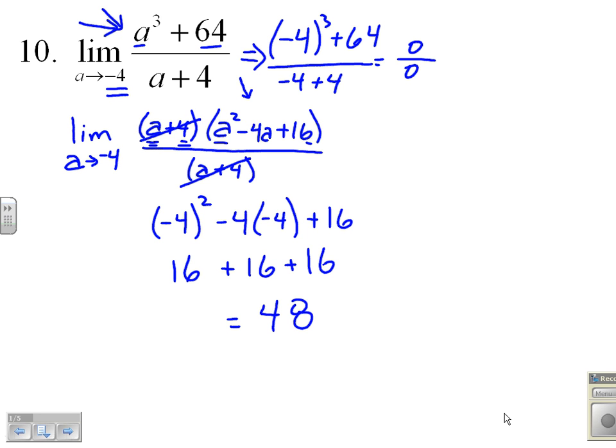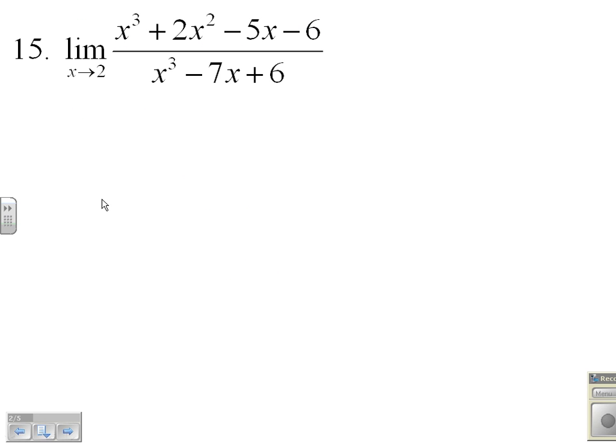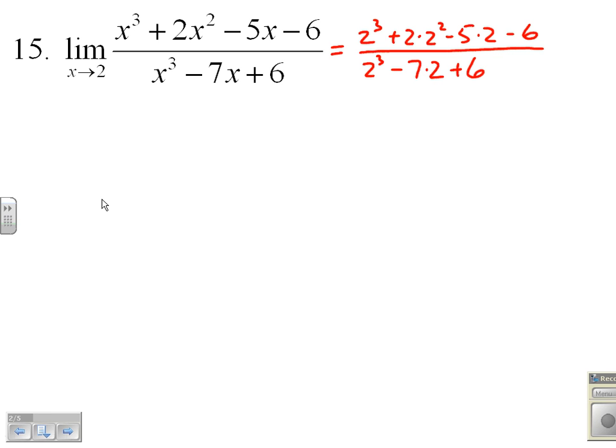Let's take a look at another problem similar to that, and I'll actually go through long division and synthetic division. Okay, so here, our direct substitution on this problem gives us 2 to the third plus 2 times 2 squared minus 5 times 2 minus 6 on 2 to the third minus 7 times 2 plus 6. And you can do the arithmetic on this. Take a quick peek at it. You will end up with 0 on 0.